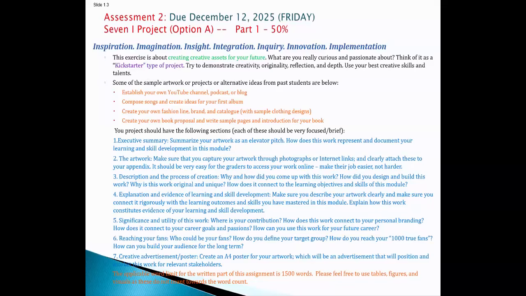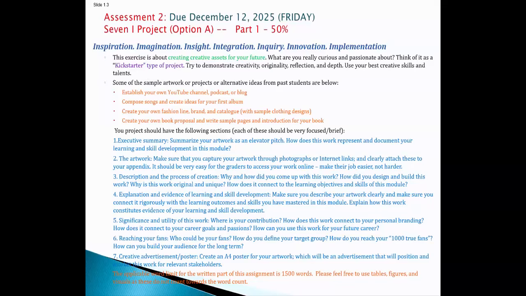And after you highlight it with the screenshots as well as the links, then you go over these 7 parts, okay? Go over these 7 parts, respond to them. And this part will be 1,500 words, okay? So you just respond to these questions.